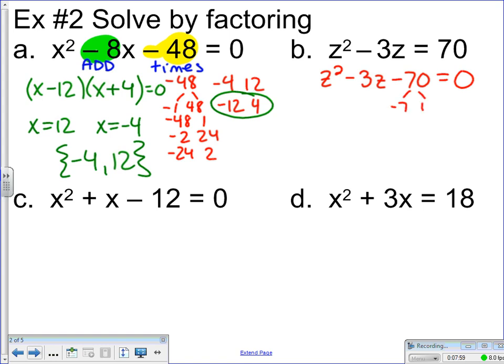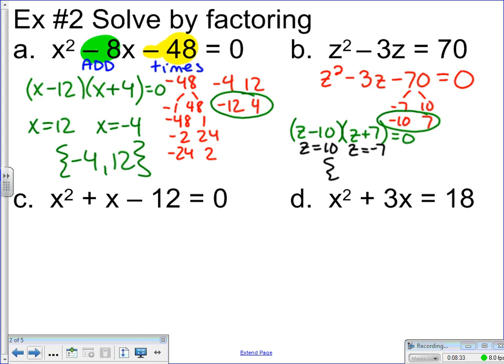I'm thinking it's going to be maybe negative 7 and 10, or negative 10 and 7. And negative 10 and 7 add up to negative 3. So my two factors will be z minus 10 and z plus 7. Now, those two are the opposite of my answer. z equals 10 and z equals negative 7, because I need the opposite of the number in the parenthesis. So my two solutions are negative 7 and 10.